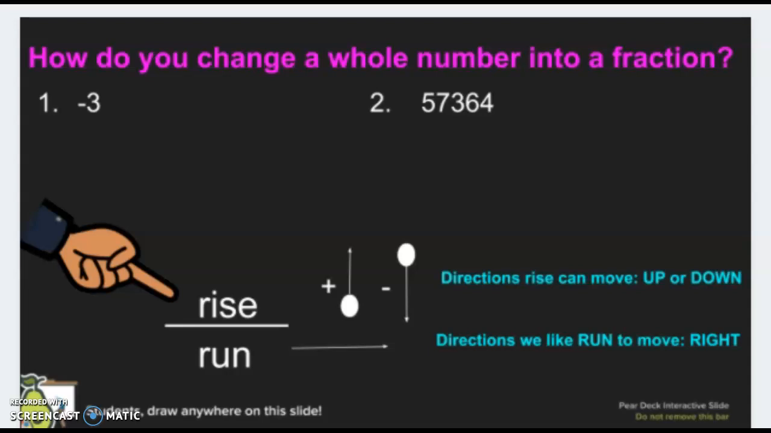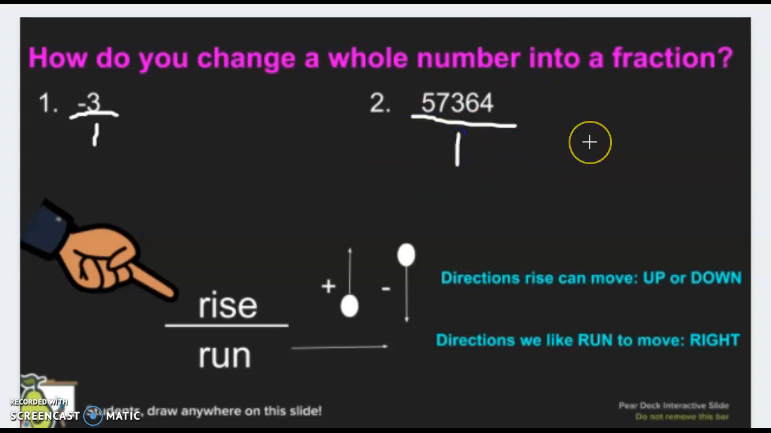Okay, in order to change a whole number into a fraction, the only thing we can do is draw a line underneath and put a 1. Okay, and we do this because our slope is set up as rise over run, right? So we want fractions when we're graphing. We want our slope to be in a fraction, so that way I know how many to rise and how many to run. Okay, so anytime we have a whole number and we want to change it to a fraction, we put it over 1.